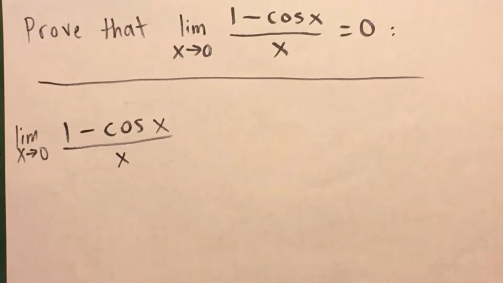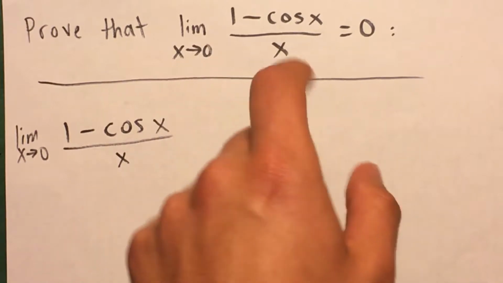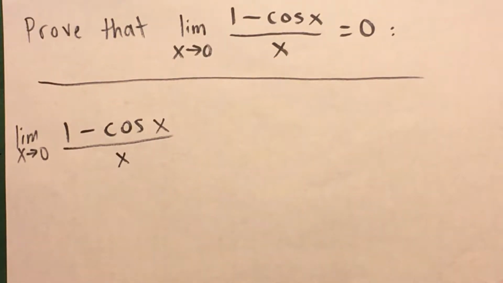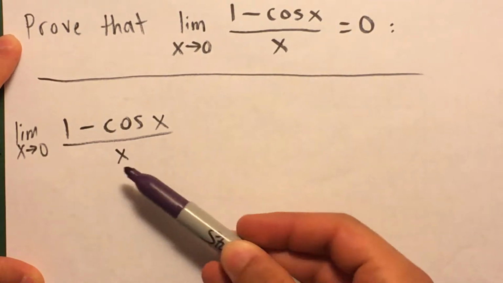Hey everybody, so in this video I'm going to show you the steps to prove that the limit as x approaches 0 of (1 minus cosine of x) over x is equal to 0. Alright, so the first step we're going to do is write (1 minus cosine of x) over x.